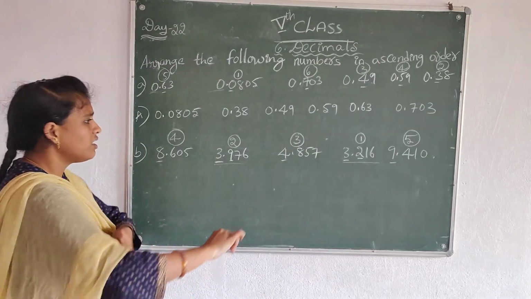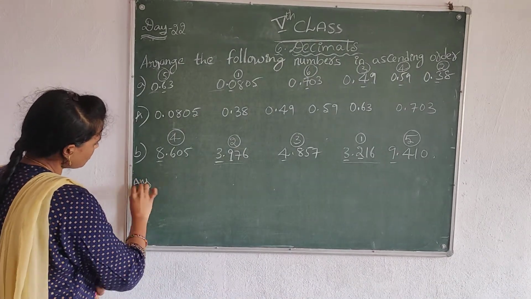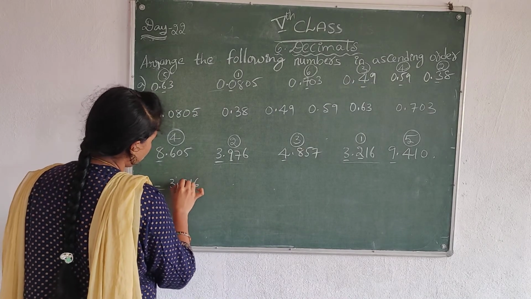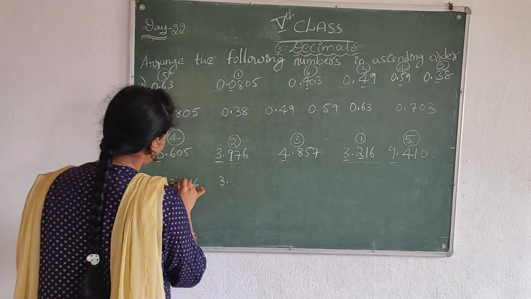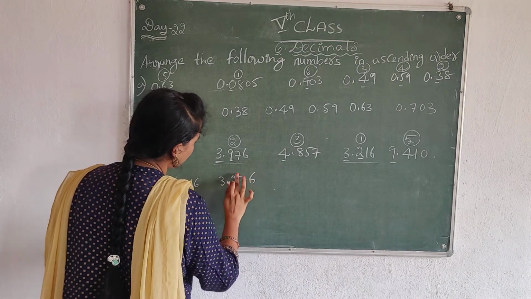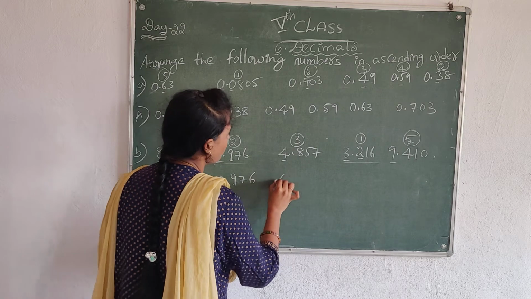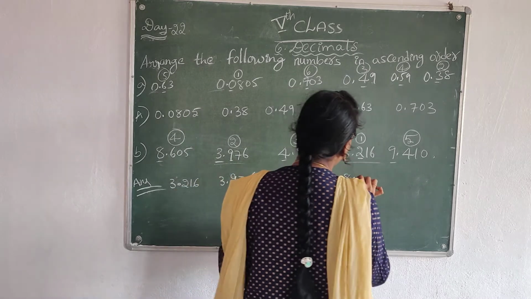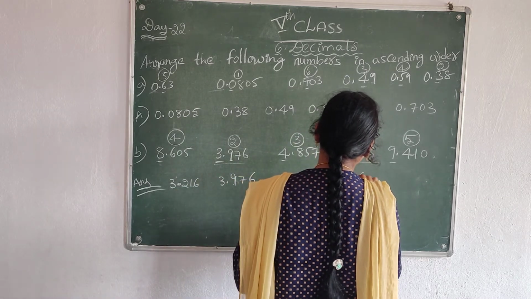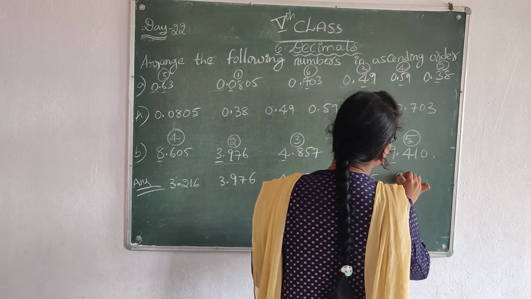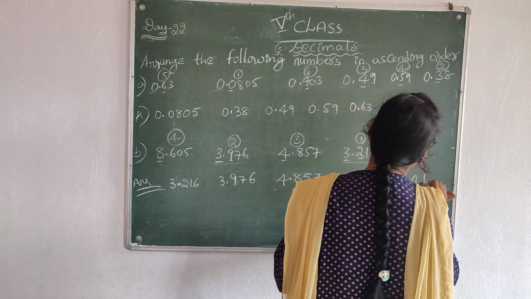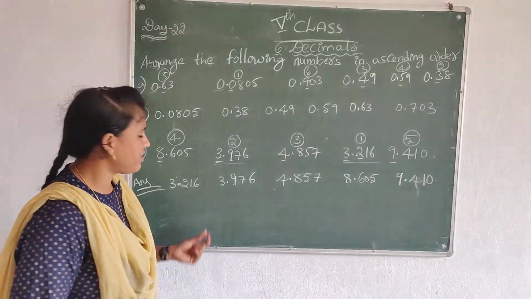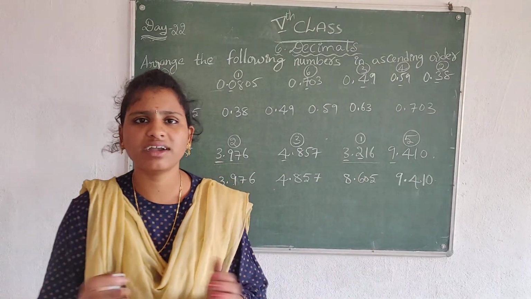Let's write down the digits. See the first one, that is 3.216. The second one is 3.976. And the third one is 4.857. And the fourth one is 8.605. And the fifth one is 9.410. Understood, children? First read the whole number. After that read the decimal values digit by digit.